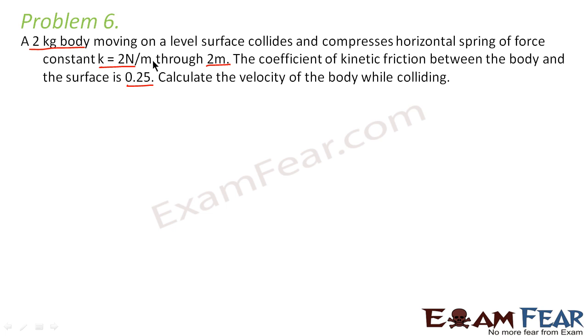Here it says that this 2 kg body was moving on a level surface. It collided with a horizontal spring. So what happened? There was one moving body, let us say of mass m, and there was another spring. Now this body collided with this spring. As a result, the spring got compressed, and the body came to rest. That means after colliding, the spring was compressed and the body came to rest.